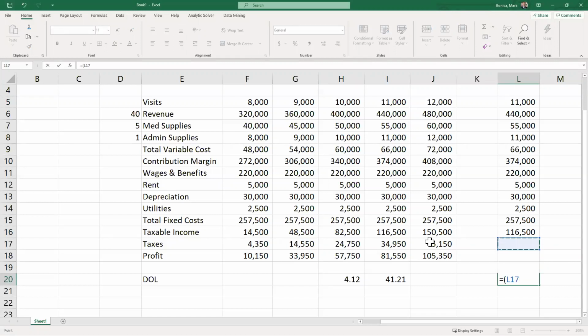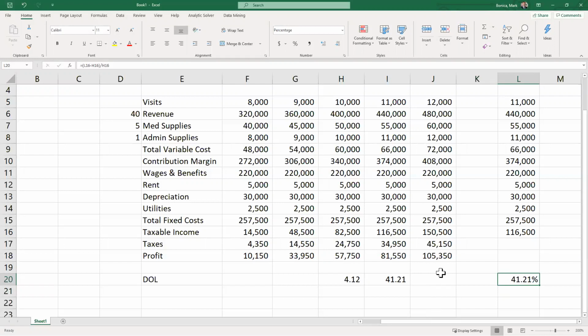So we take our new pre-tax revenue minus our old pre-tax revenue. So that's the 82.5 that we had when we had 10,000, divided by our old pre-tax revenue, and we get 41.21%. So I can change that to a percent. Okay, so we have confirmed that. All right, so that is part A.